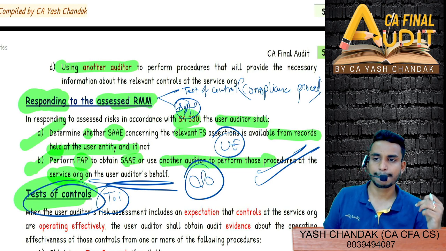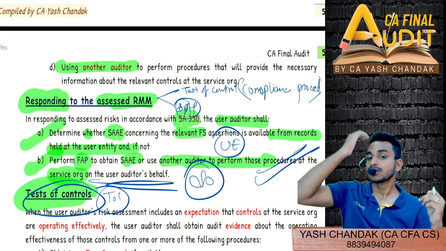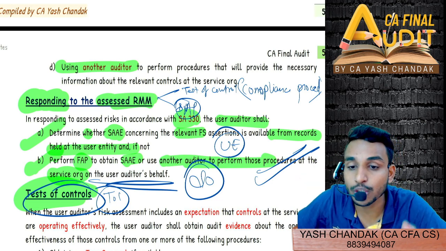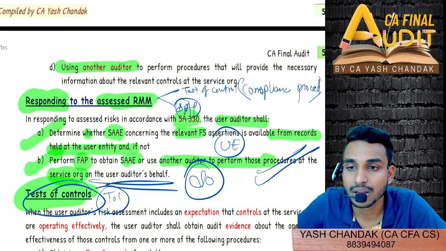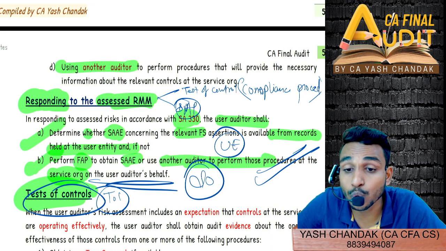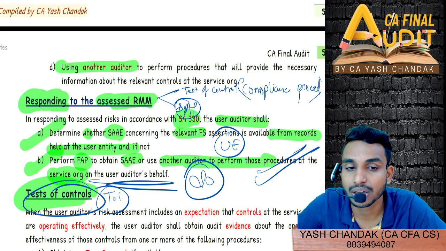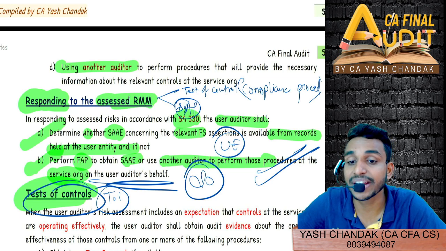Because for assessing the effectiveness of controls, test of control, what do you mean by TOC? What was the definition of test of control? It is the design, implementation and maintenance of internal control. I'm not asking the definition of internal controls. I'm asking the definition of test of controls. What exactly do you do in test of controls? TOC is the compliance procedure. What do we check exactly? Operating effectiveness. Operating effectiveness of internal control.